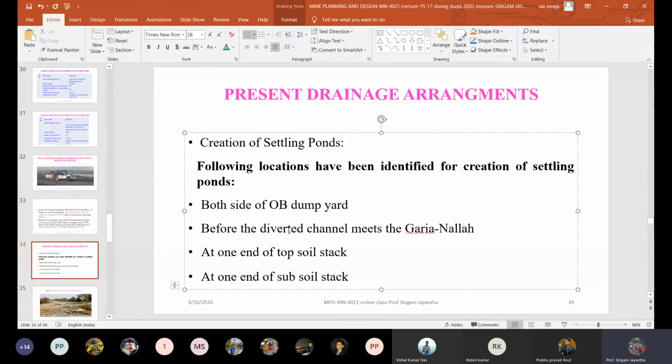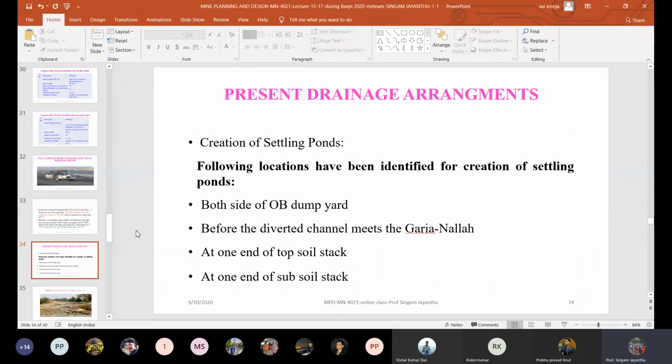State Pollution Control Board, as I told you, Orissa State Pollution Control Board, where I have been a member of the Environment Appraisal Committee since 2007, with wonderful experiences I can share with you, depending on your interest. Now, before the diverted channel meets the nala and all, we should have some arrangements to meet the requirements of safe limits to discharge the water. At one end of the topsoil stack and the subsoil stack, so many things are there where you are supposed to make some drainage arrangements.